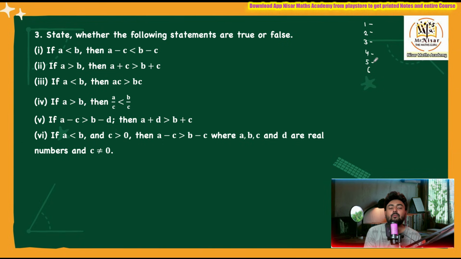Then rule number 5, when you change the sign of both the sides, the sign of inequality reverses. And rule number 6, when you take the reciprocals, the sign of inequality reverses. So these are the 6 rules. So let's see here, children.